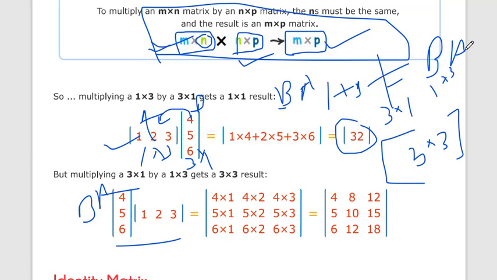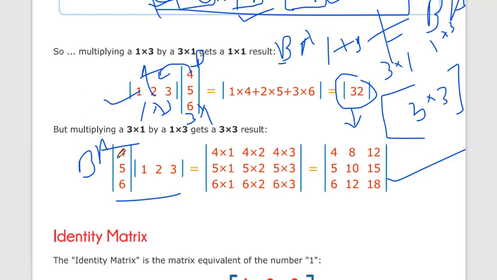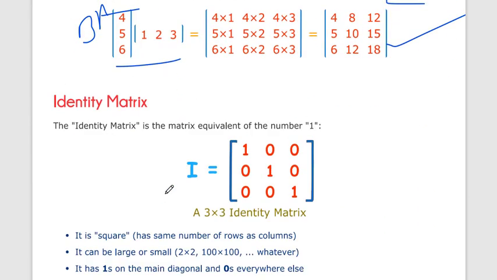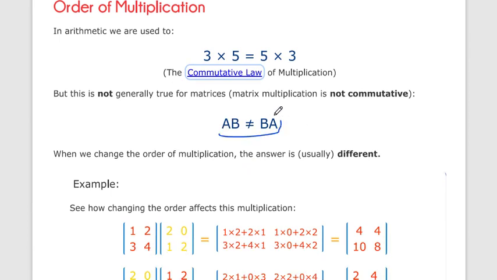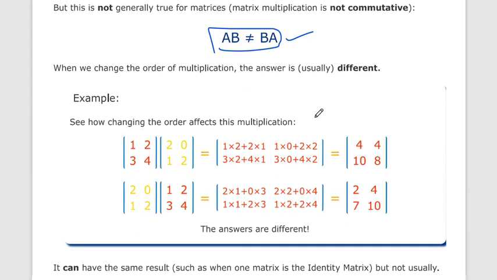If the order is changed, then we will not give the same answer. This is a 1 by 1 matrix, this is a 3 by 3 matrix. Same if you change the order. Okay, identity matrix we already know. Order of multiplication is important here. In simple scalar quantities this is possible, but in matrices this is not possible.